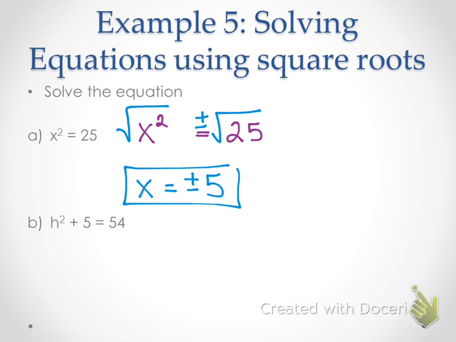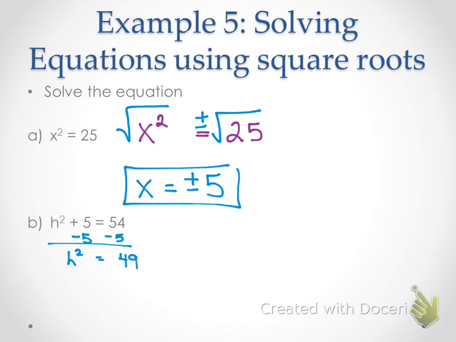Does anybody think they have any idea what I need to do first in solving for h? What do I need to do first, Garrett? You need to do h squared plus 5 minus 5. Okay, I need to subtract 5 from both sides. I want to get rid of everything that's not attached to my variable. Now I have h squared equals 49.